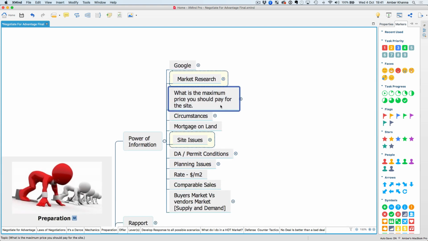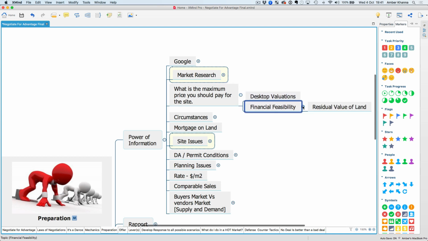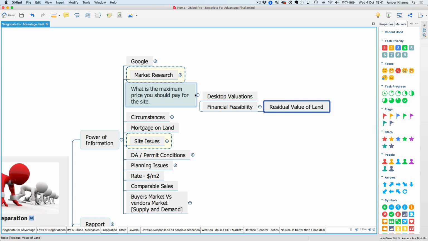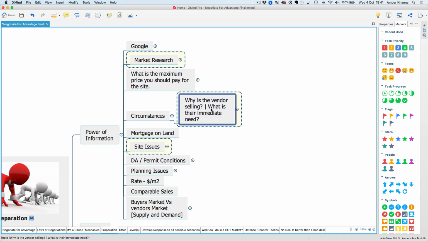Now, each one of them is a really detailed one. So this is all about the power of information. If you've done your due diligence properly, if you've done your numbers, everything, you've uncovered a lot of information about it. So if you've got a site, Google it.